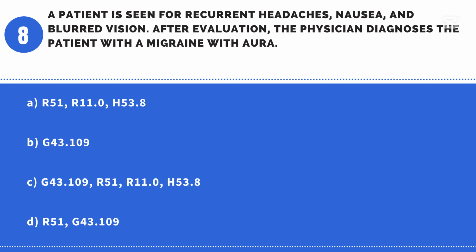Question 8. A patient is seen for recurrent headaches, nausea, and blurred vision. After evaluation, the physician diagnoses the patient with a migraine with aura. A. R51, R11.0, H53.8. B. G43.109. C. G43.109, R51, R11.0, H53.8. D. R51, G43.109. Answer: B.